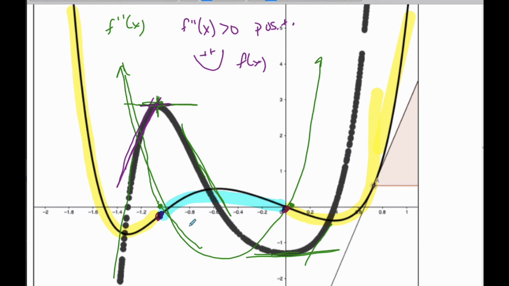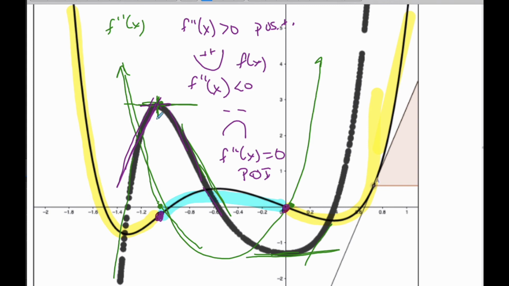In this blue region here, if I look at the second derivatives, all these tangent slopes here, they are negative. If the second derivative is negative, then I have this idea of concave down. And these points where the second derivative is 0, these are where we get points of inflection. It occurs when the second derivative is 0, where it changes from concave down to concave up.